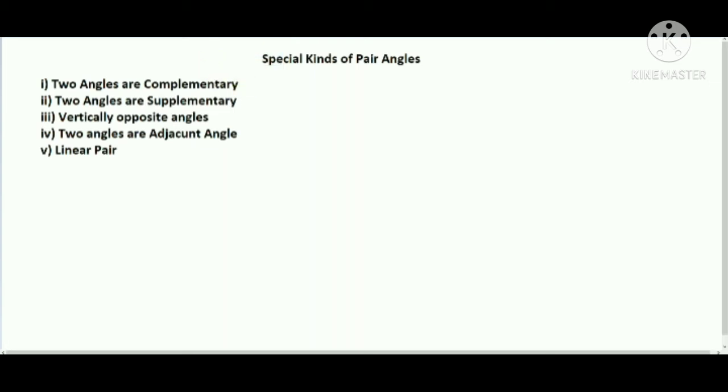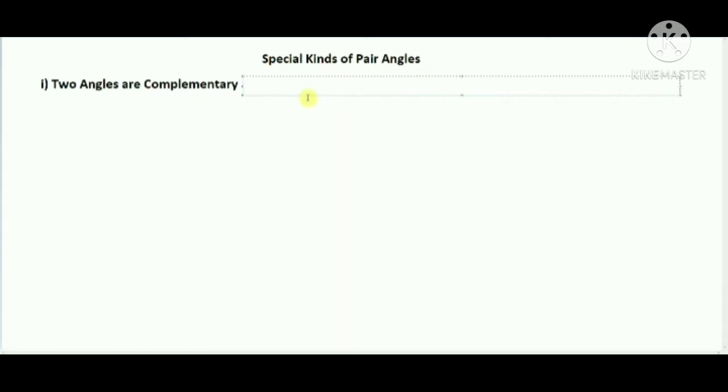So first, what are complementary angles, second, supplementary angles, third, vertically opposite angles, fourth, adjacent angles, and fifth, linear pair. So let's see one by one. First we will see when two angles are complementary.